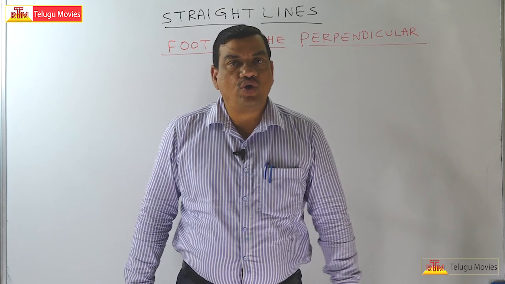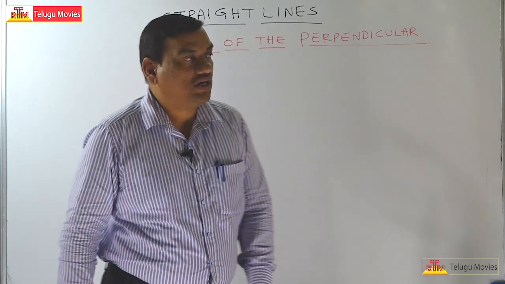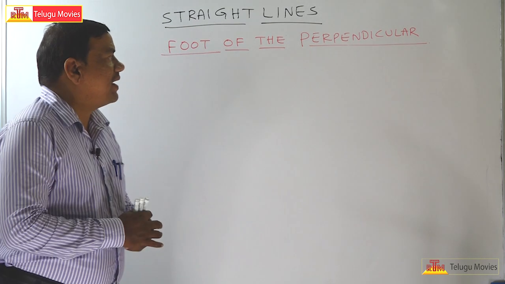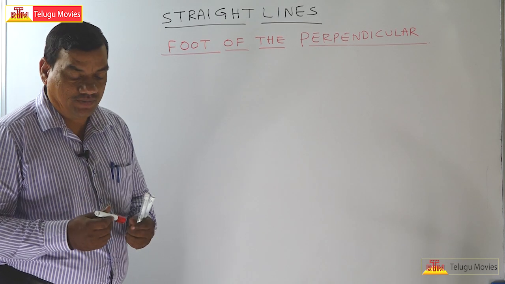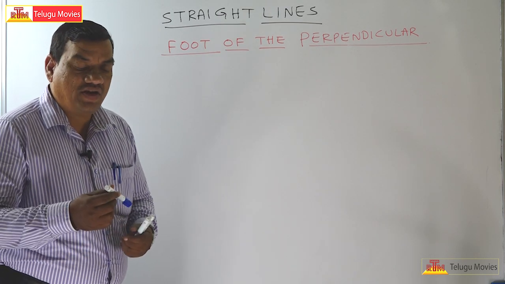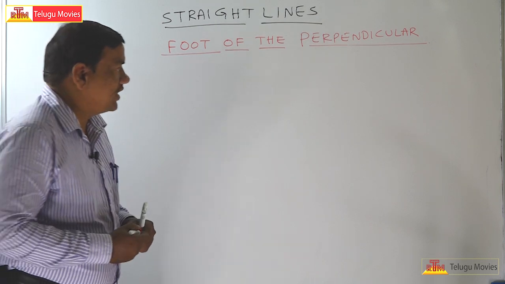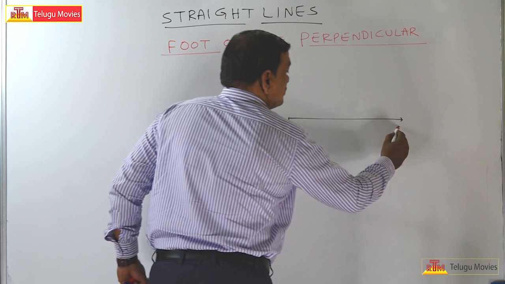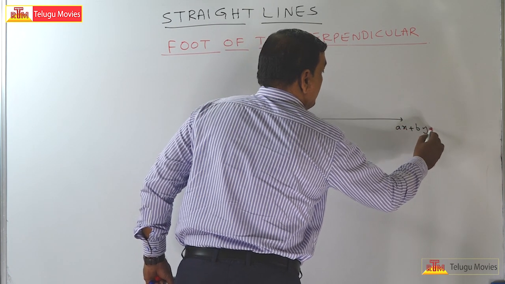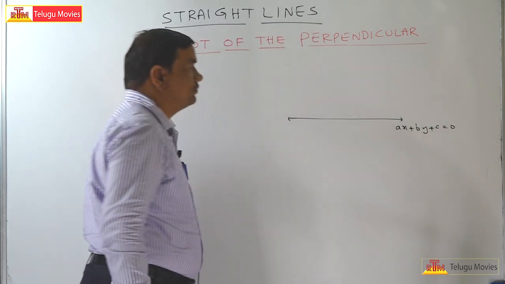So today I am going to explain, what is the foot of the perpendicular? What is the foot of the perpendicular of a point? Let us see, this is a very easy concept. Let us take a line. The line equation is ax + by + c = 0.